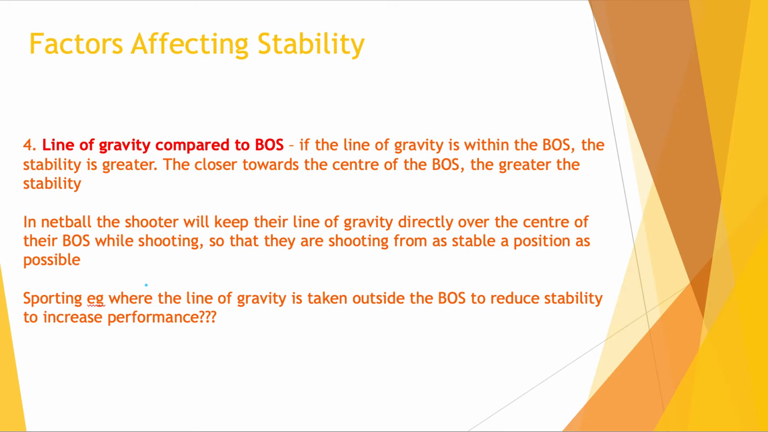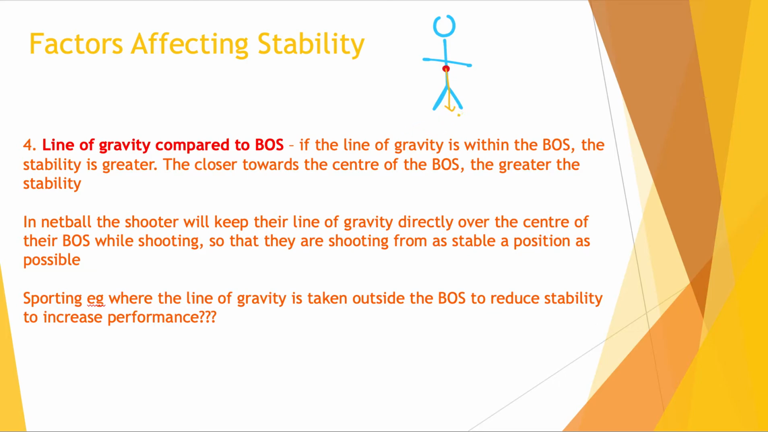Final factor number 4, line of gravity compared to base of support. So if the line of gravity is within the base of support, the stability is greater. Remember, this line of gravity is an imaginary line that we would draw down from a person's centre of mass. It's where we draw weight. So the centre of mass is here. The line of gravity is this imaginary line that comes straight down, and it's where we draw our force arrow of weight.